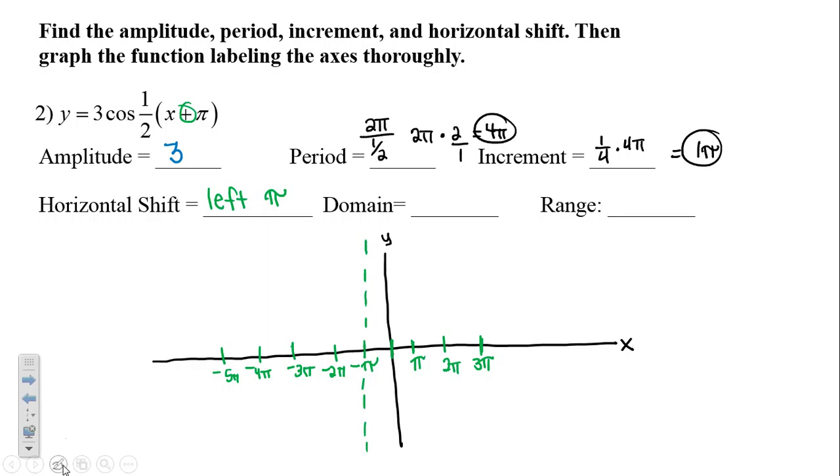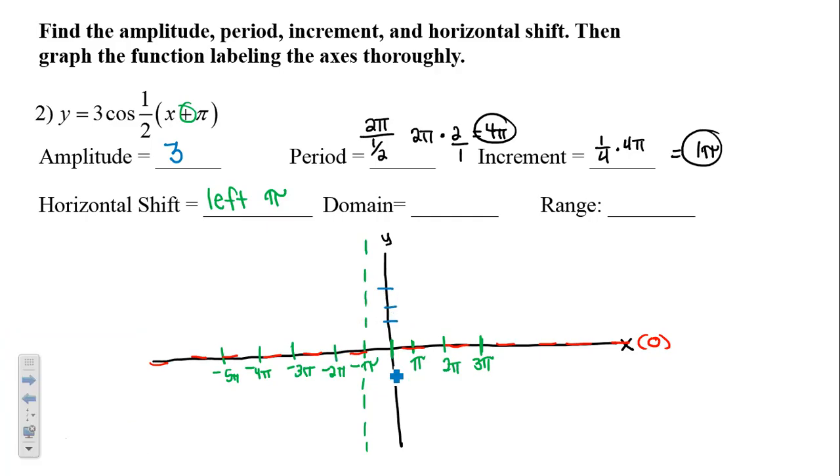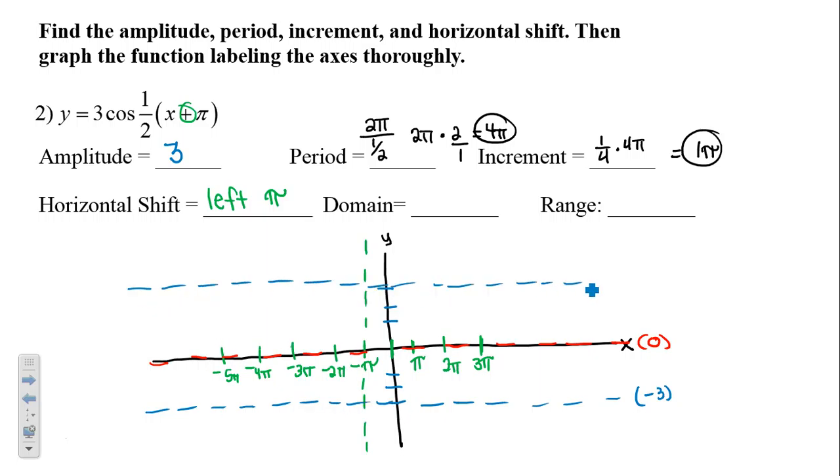Okay, our midline is not changing today because we don't have any vertical shifting. So that's going to be at 0. Our amplitude is up 3, 1, 2, 3, and down 3. Okay, and now we will go ahead and grab our pencil. Okay, and now we are going to do cosine.